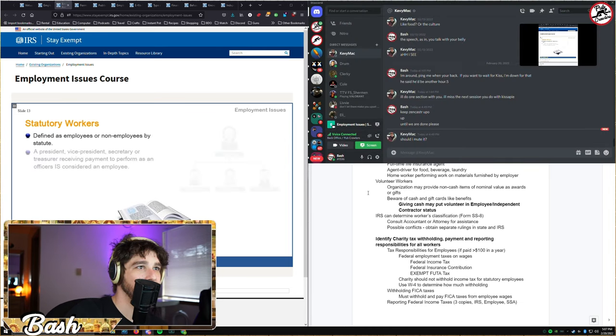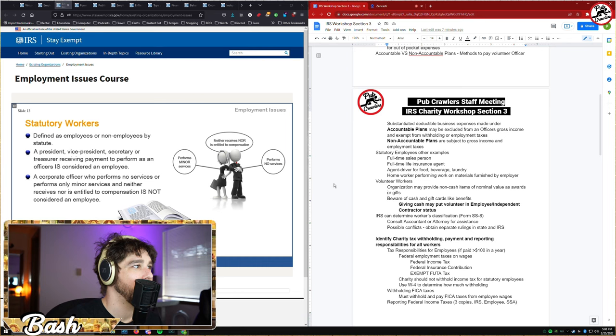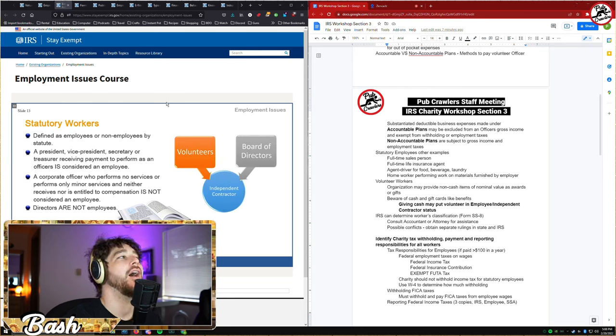Such as the president, vice president, secretary, or treasurer, as employees, and your 501(c)(3) must classify them the same way for tax purposes if they are paid to perform their duties. A 501(c)(3) shouldn't classify corporate officers as employees if they perform no services or only minor services, and they don't receive nor are entitled to compensation. By contrast, the code defines the board of directors of a corporation. Okay.